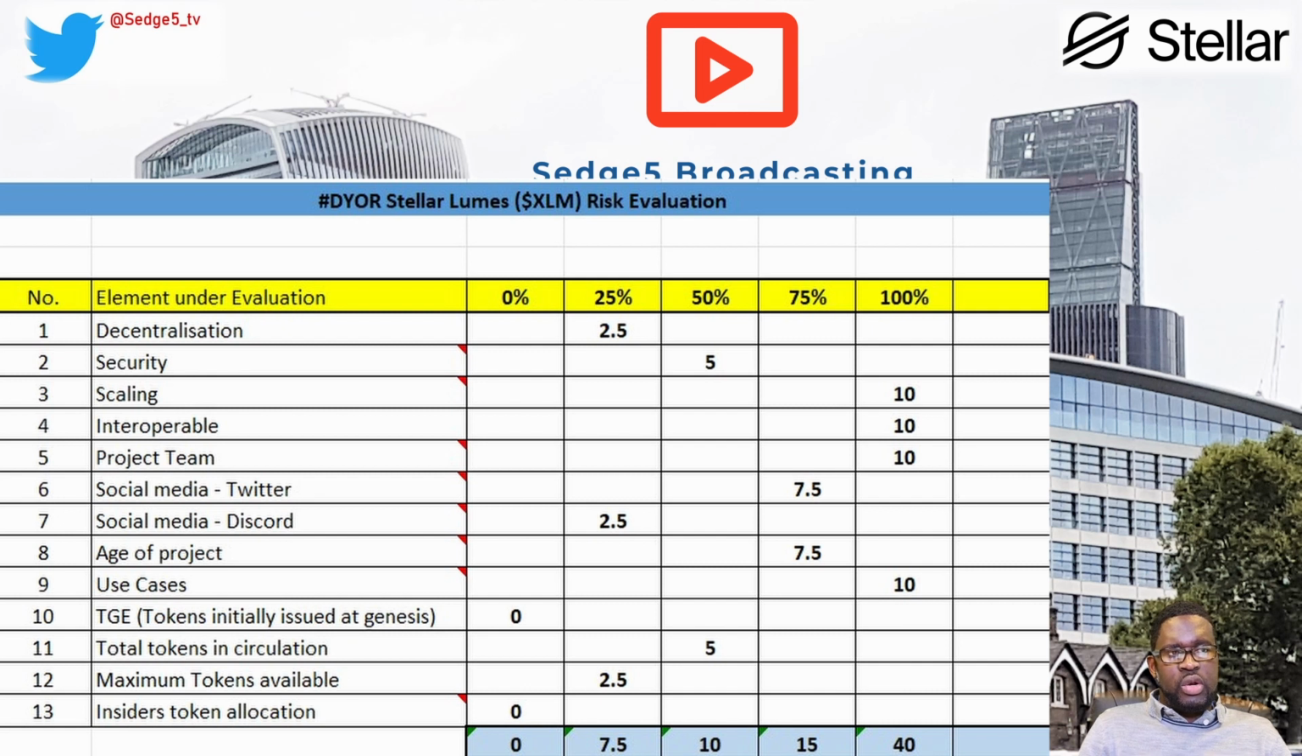Tokens issued at project launch, 0 points out of 10. Tokens in circulation at the point at which you are doing this video, 5 points out of 10. Maximum tokens available, 2.5 points out of 10. Insider token allocation, 0 points because it's way over our 30% threshold. So those are the scores we have allocated to Stellar. Do you guys agree? Let us know your thoughts in the comment section.